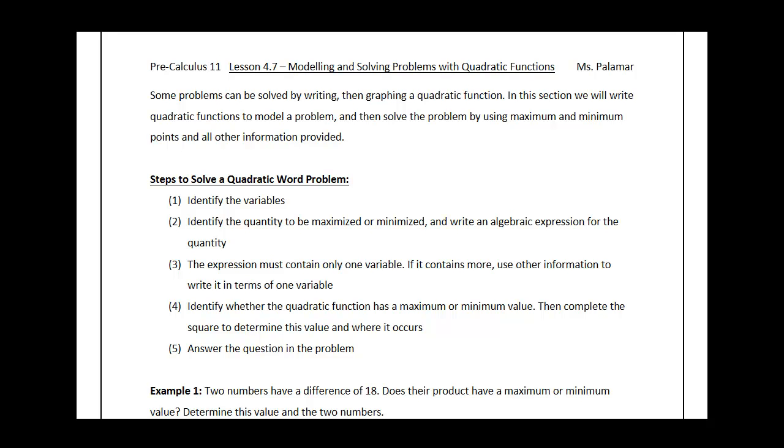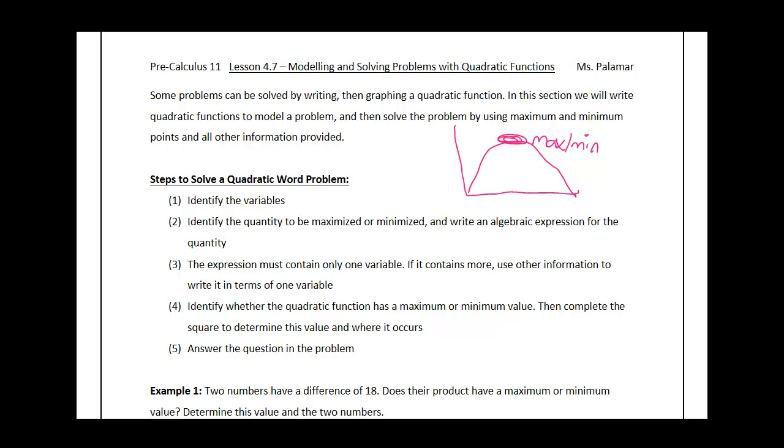The kind of problems I'm talking about for this section are, remember when I discussed in Unit 3, business or revenue problems where there's a maximum amount of money that we can make or a minimum amount of money that we want to spend. So when we look at those actual problems, it does give us the shape of a quadratic with either a maximum or a minimum. So we're going to investigate some of those problems and use what we know about quadratic functions to help solve them. So there are some steps that we need to take in order to solve a quadratic word problem.